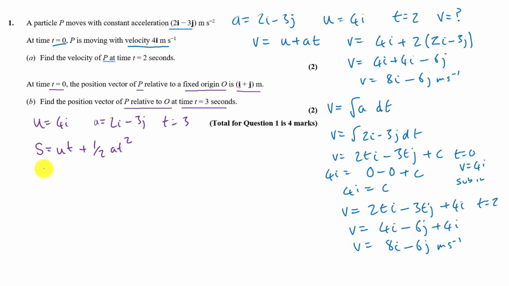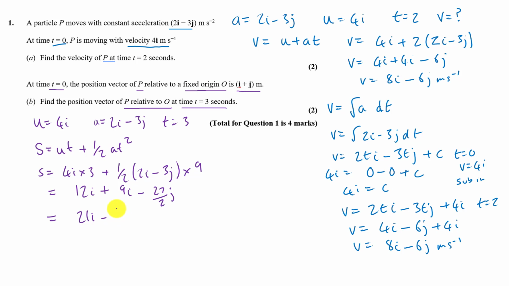So let's substitute the figures in. We have s equals 4i times 3 plus a half times 2i minus 3j times 3 squared, times 9. So let's work all that out. That's going to give us 12i plus 9i minus 27 over 2 j, which gives us 21i minus 27 over 2 j. Now that's going to get us a method mark.